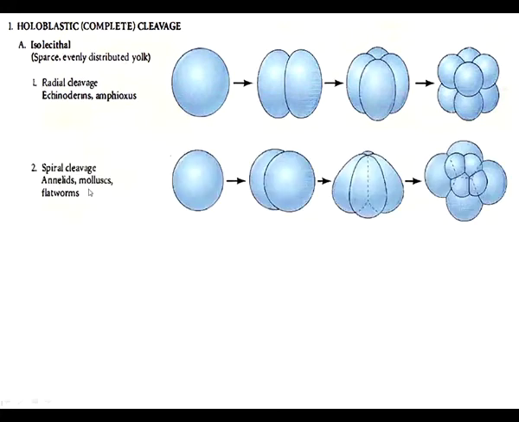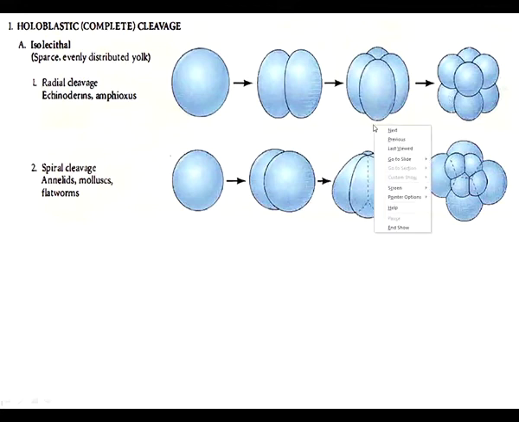Then you have the spiral cleavage. It occurs in annelids, mollusks, and the flatworms. And you need to understand why it's called that. First, this is a holoblastic cleavage as well. Why is it holoblastic? Because all the cells are divided, not just a part of the cell. You can see that the zygote has been divided into 2 blastomeres, 4 blastomeres, 8 blastomeres. But why is it called spiral?